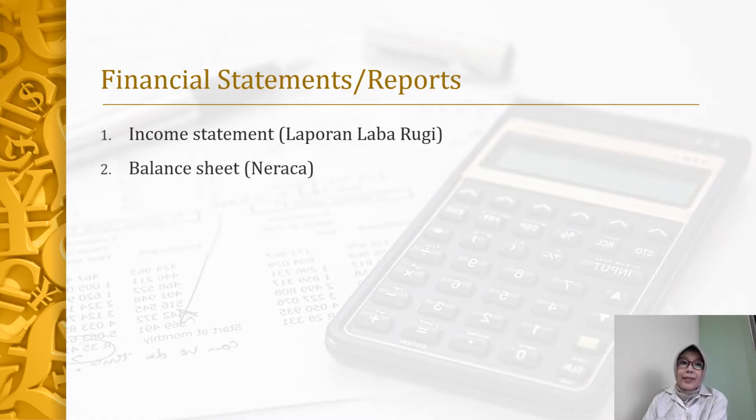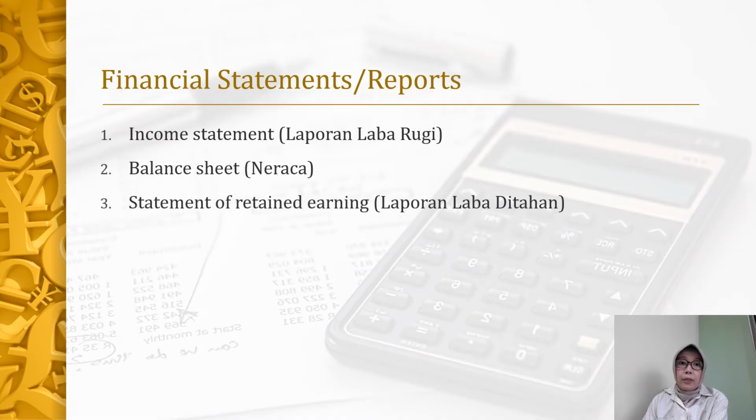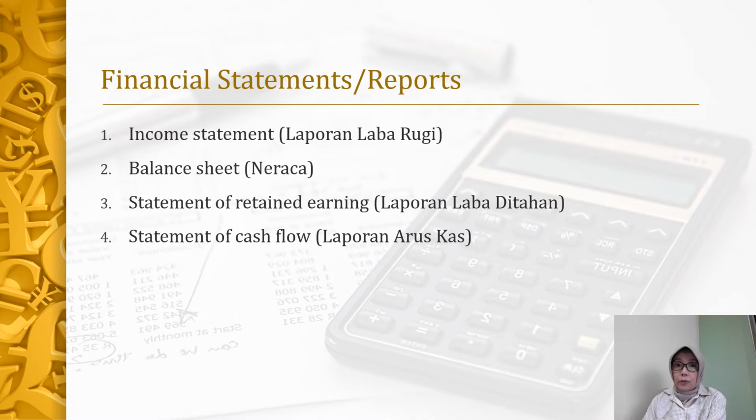The second one is the balance sheet, or in Bahasa Indonesia, we call it neraca. The third one is the statement of retained earnings, or laporan laba ditahan. The last one is the statement of cash flow, or laporan arus kas. Today, we're going to learn more about the income statement. Stay tuned.